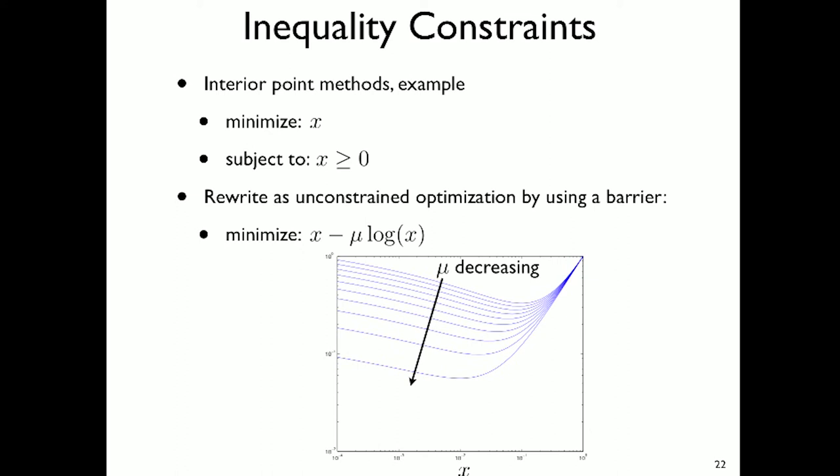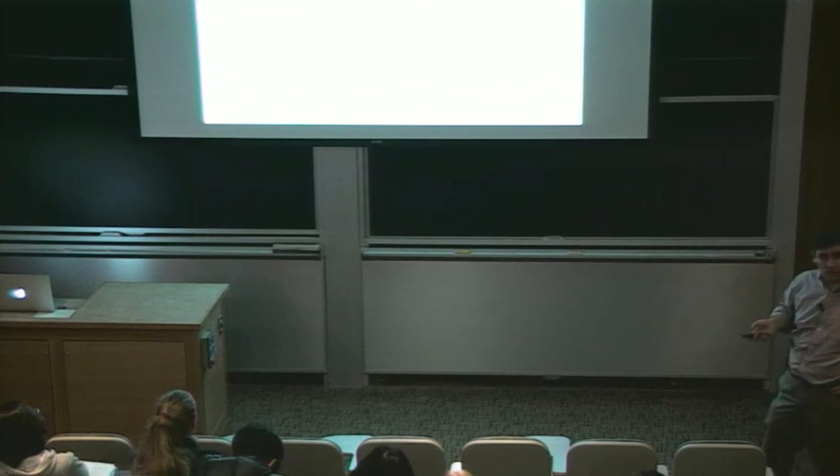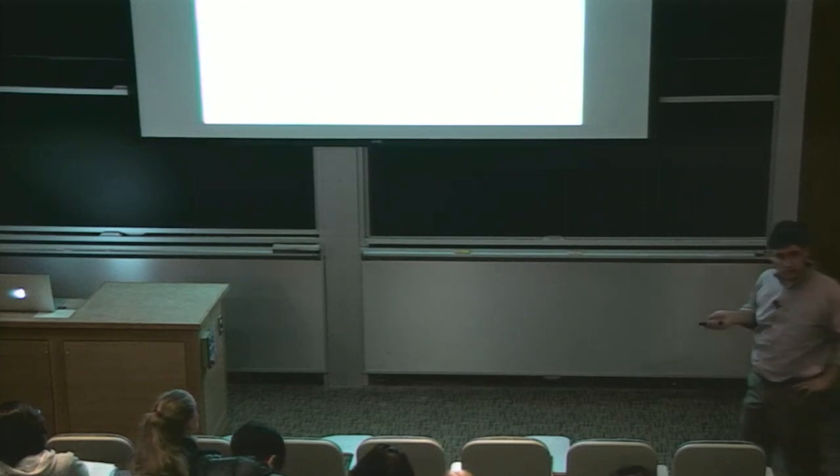So out here where x is big, okay, x wins over log x, so everything starts to look linear. But as x becomes smaller and smaller, log x gets very negative, so minus log x gets very positive, and here's the log creeping back up. And as I decrease mu smaller and smaller, you can see the minima of this function is moving closer and closer and closer to zero, right? So if I take the limit that mu decreases from some positive number towards zero, eventually this minimum is going to converge, right, to the minimum of the constrained, inequality constrained optimization problem. Make sense? Okay.